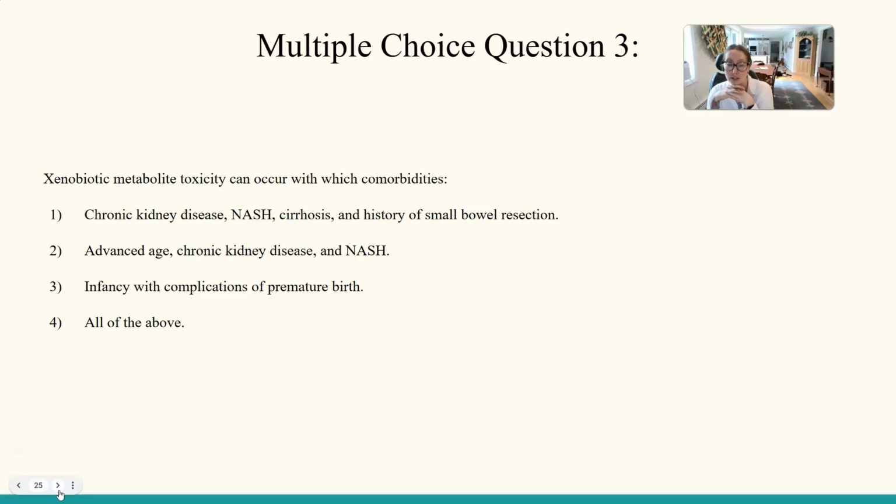Xenobiotic metabolite toxicity can occur with which comorbidities? Chronic kidney disease, NASH, cirrhosis, and history of small bowel resection. Advanced age, chronic kidney disease and NASH, and infancy with complications of premature birth. And the answer is all of the above, because infants can have a lower expression of CYP450 enzymes, and they gain them as they get older. So premature birth would result in even fewer, and a history of a small bowel resection would remove part of the bowel that is involved in metabolizing drugs.